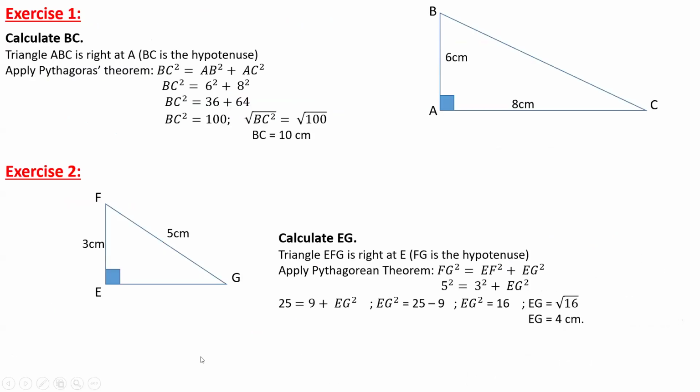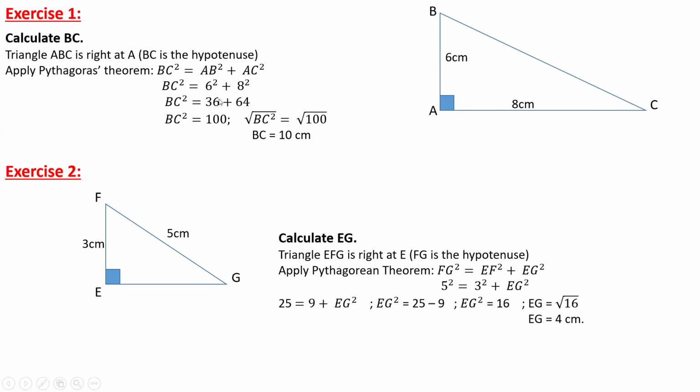Let's apply exercises about the Pythagoras and the converse of Pythagoras. Given triangle ABC right at A, we are given AB equals 6 centimeters, AC 8 centimeters. We should calculate BC. We say since triangle ABC is right at A, use the Pythagoras theorem. Who's my hypotenuse? It's BC. So BC square equals AB square plus AC square. Then I replace AB by 6 and AC by 8.